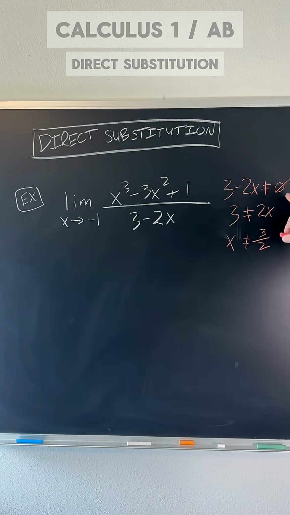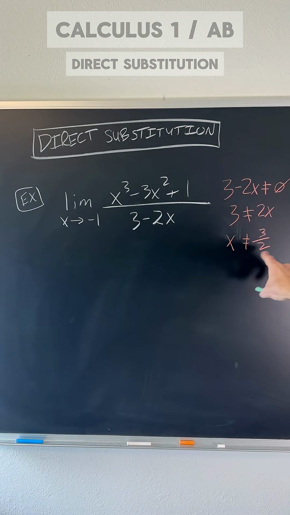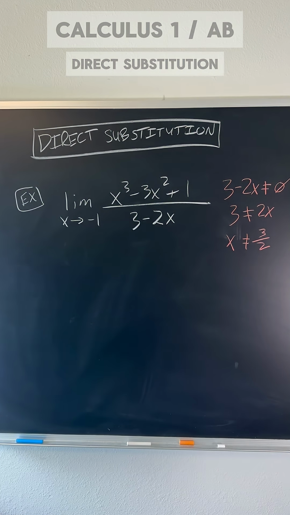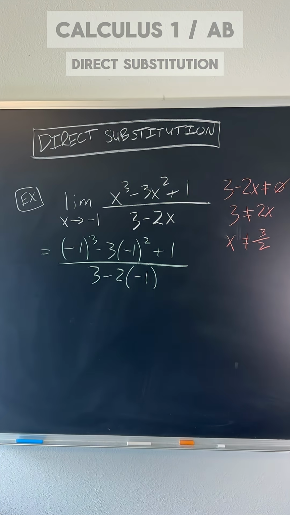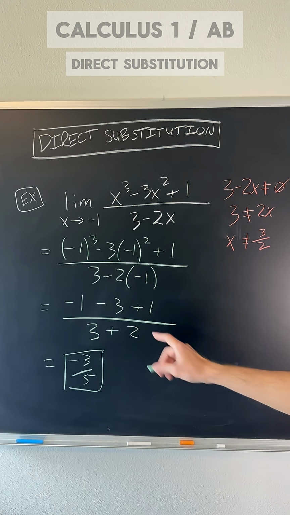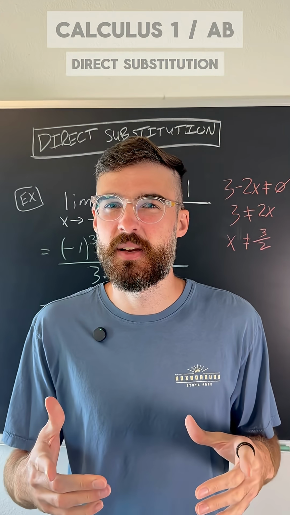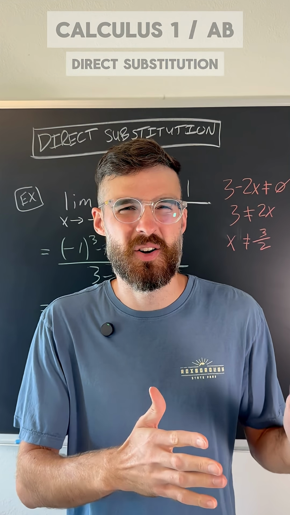We know our denominator cannot equal 0, therefore x cannot equal 3/2. Since x equals 3/2 is our only domain restriction, at -1, this function should be continuous. Therefore, we use direct substitution. We plug in -1 for all x's, we simplify a bit, and then we simplify some more to get our final answer of -3/5.